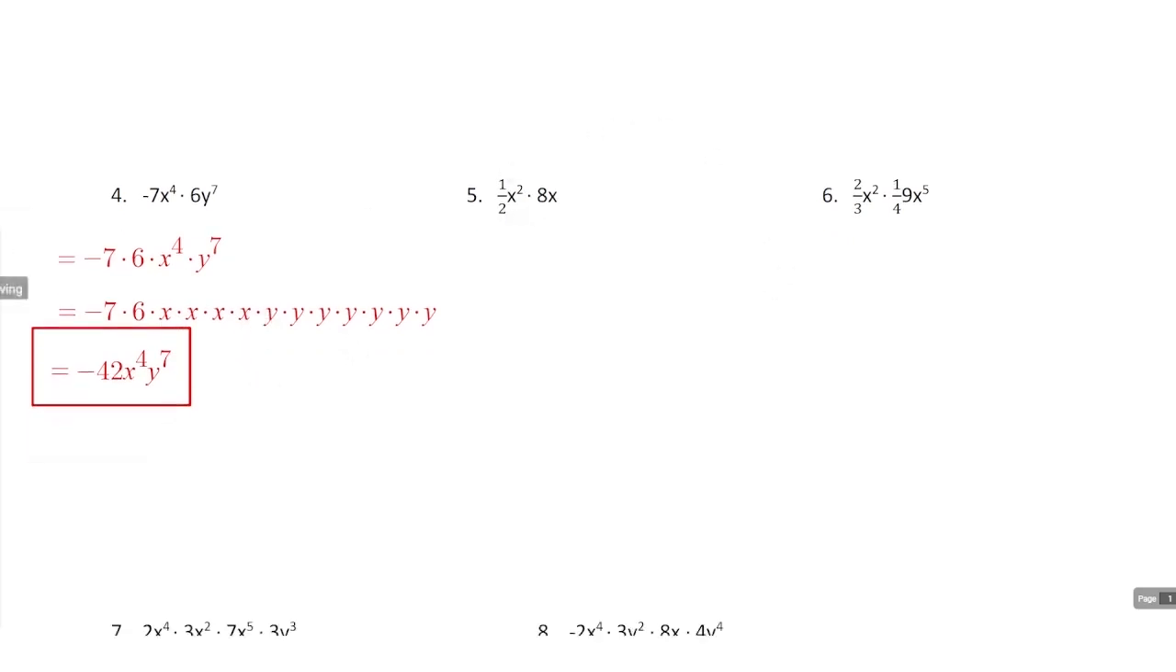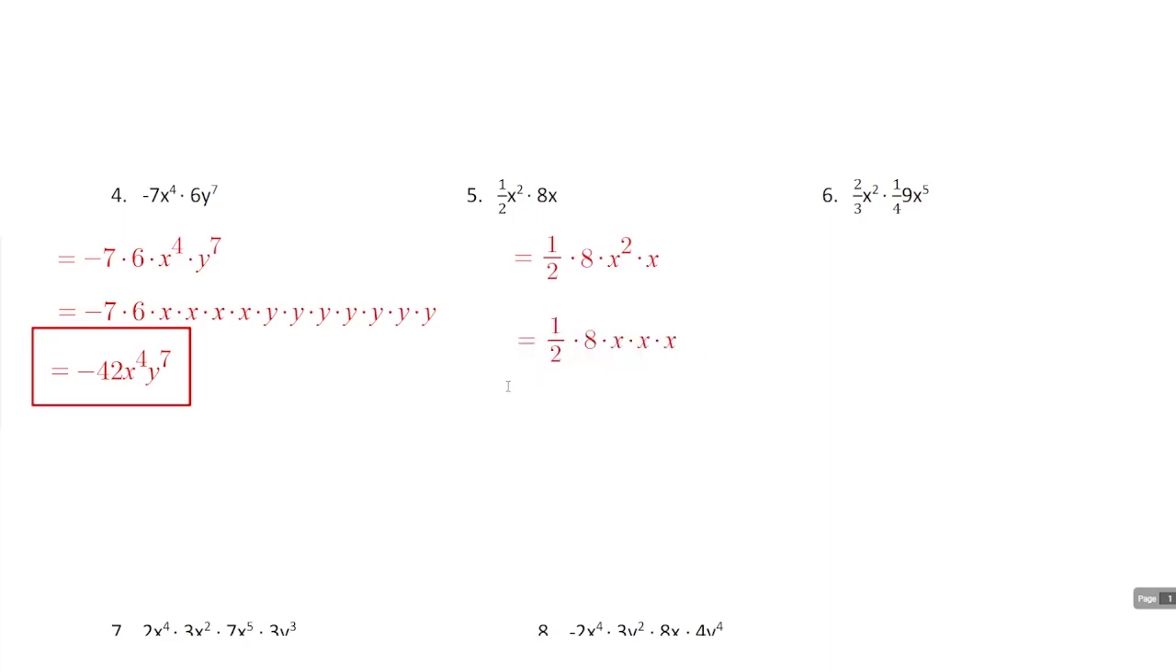Number 5, same thing here. We're going to first regroup. So this is going to be 1/2 times 8, then times x squared times x. X squared is the only thing that needs to be expanded here. It's going to be x times x.